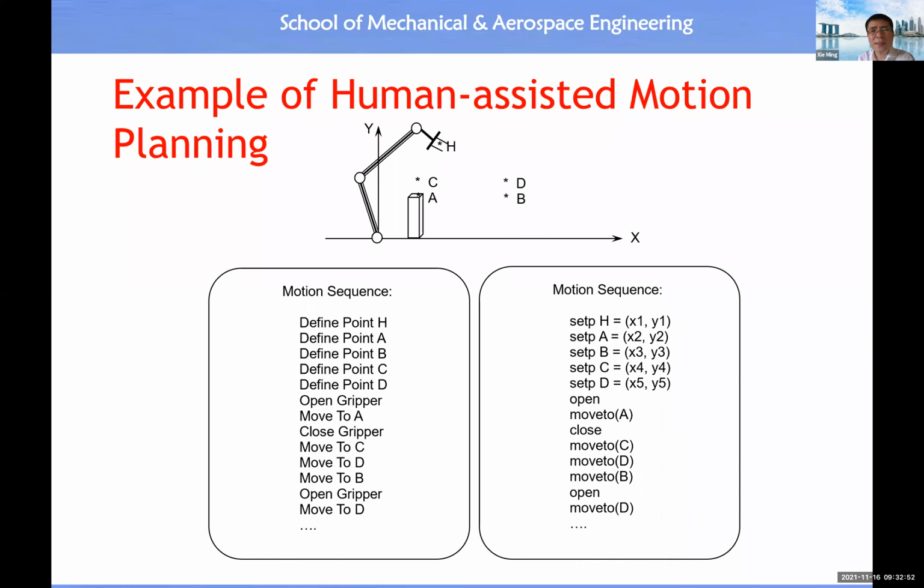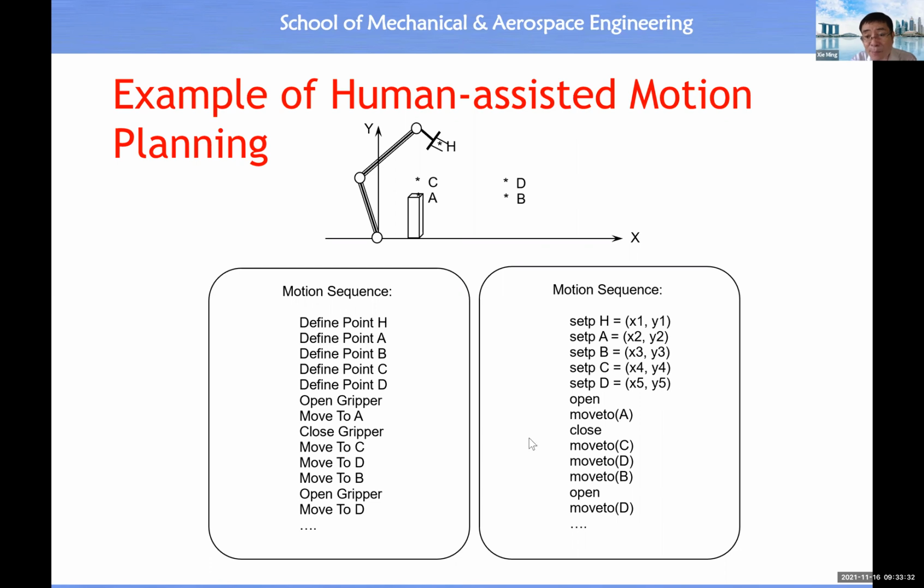All right. Here is one more example, which shows you how a human operator could assist the robot to do motion planning. In this case, we ask the human operator to write the program in the form of a script language or script commands. You see, define point hash, define point A, open gripper, move to A, close gripper, move to C, move to D, move to B, open gripper, move to D, etc. So this is a program in the form of a script language.